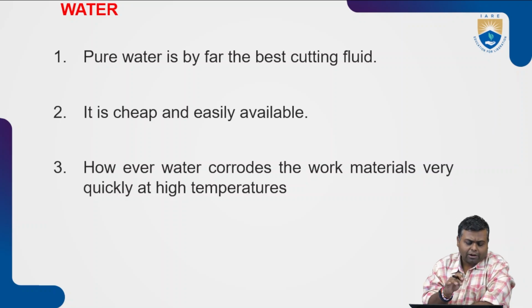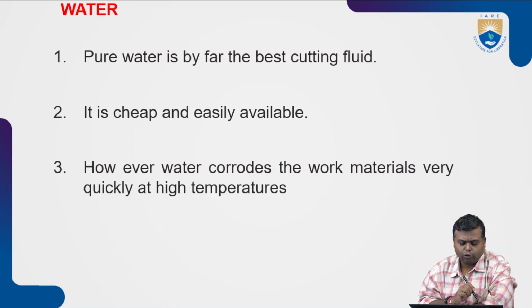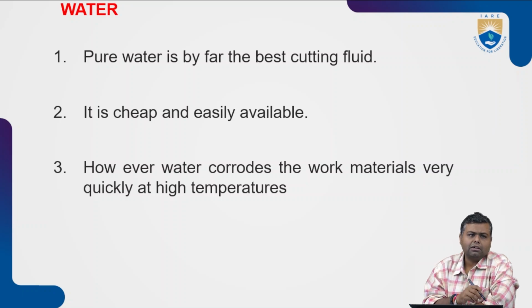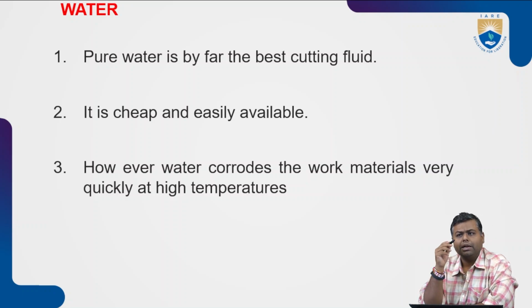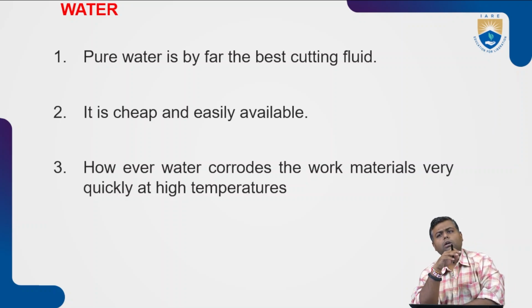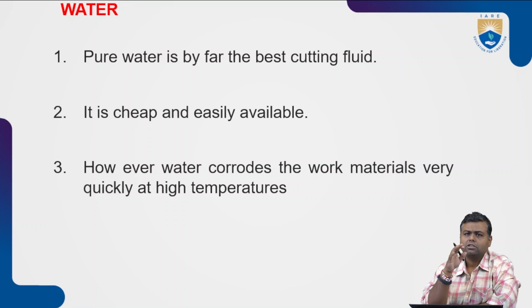The drawback of this cutting fluid is that it will make the workpiece corrode very fast. Because the nature of the cutting process is that the temperature goes up high. Due to the high temperatures, the material attracts oxidization. Due to that attraction of oxidization, what happens? The material after machining will corrode, the work surface or work material.